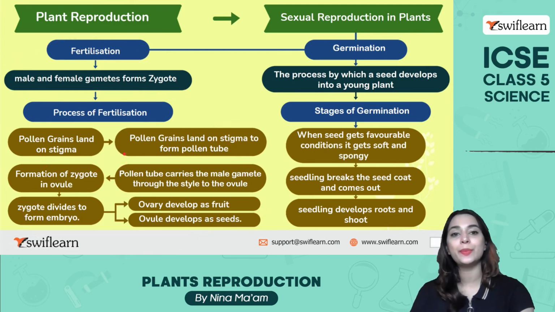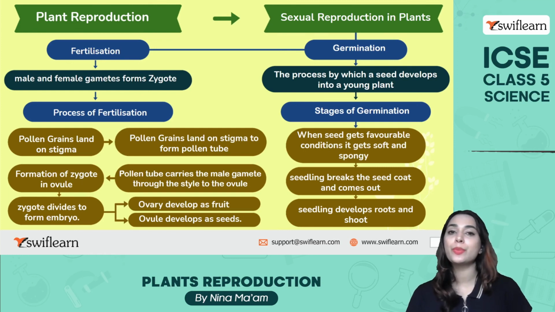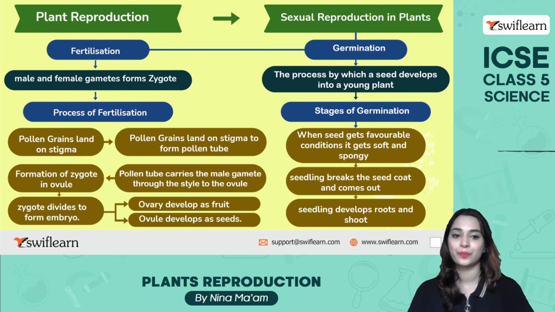When it comes to germination, it is the process by which a seed develops into a young plant. Let's have a look at the stages of germination. When the seed gets favorable conditions, the proper soil, water, and sunlight, it will become spongy and soft. After that, the seedling breaks the seed coat and starts to come out. The seedling develops into root and shoot, takes in a lot of nutrients, and then grows into a plant. I hope it's clear.